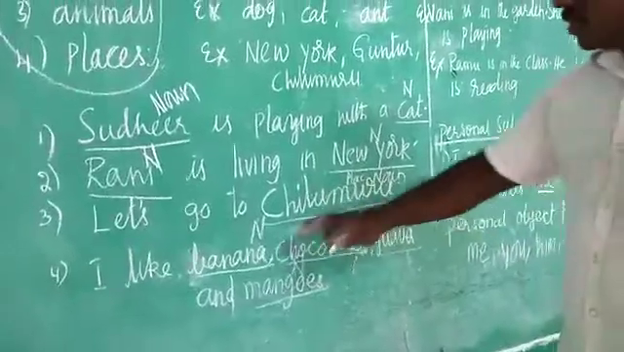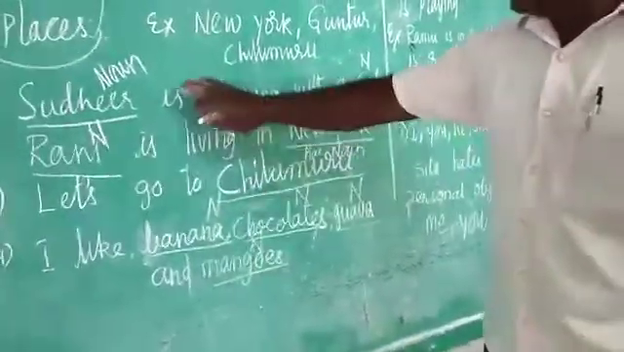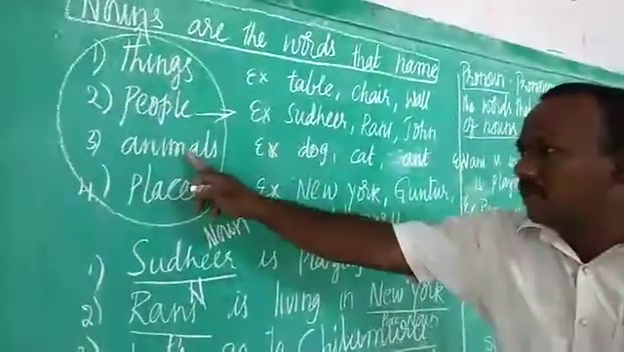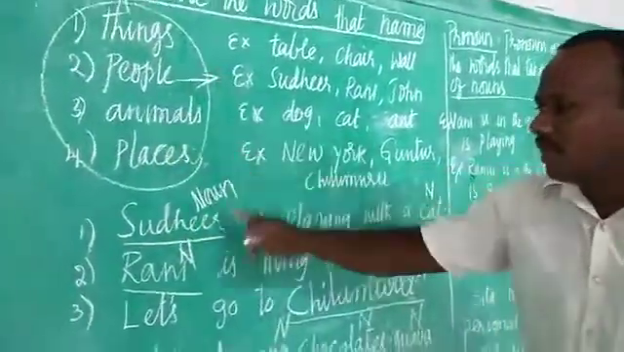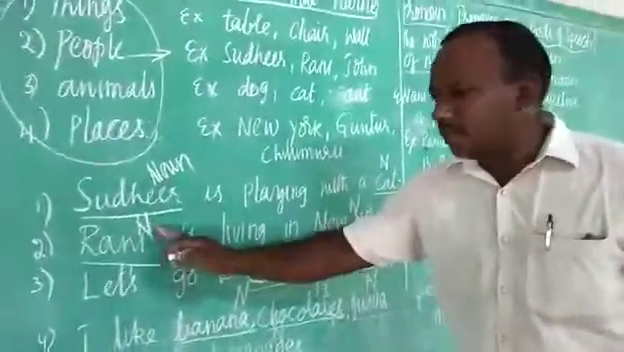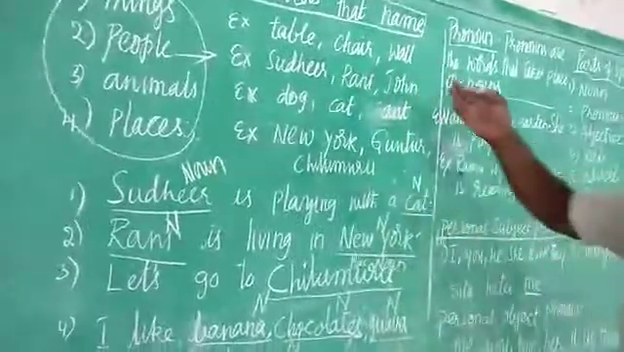So what is this here, children? When you read a sentence, you should know these things: things, people, animals and places. If you identify these in the sentence, you can underline them and say they are nouns, children. Got it now? Right. Let's go to the next one, that is pronoun.